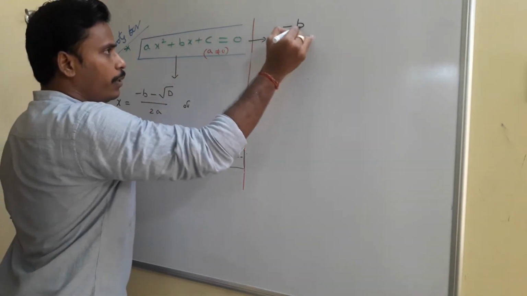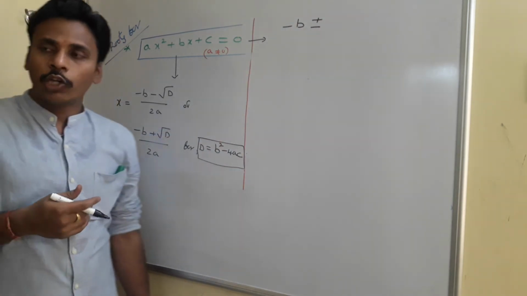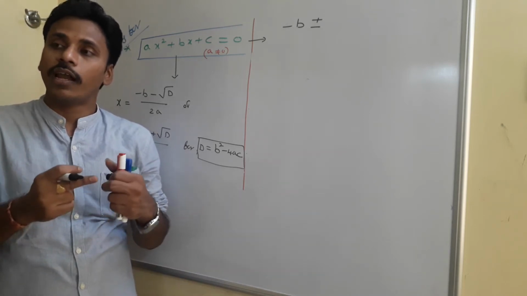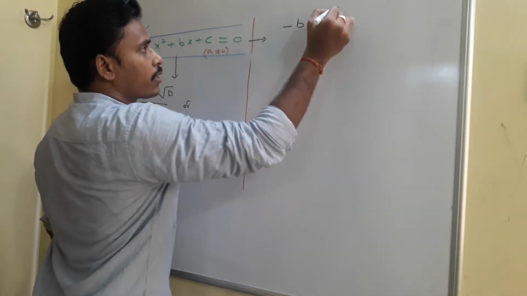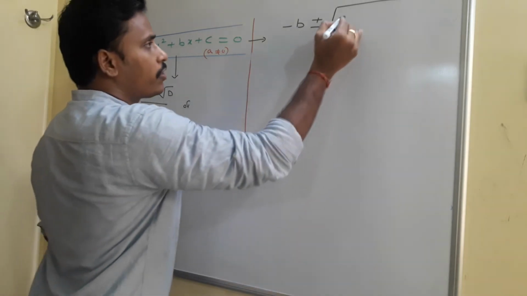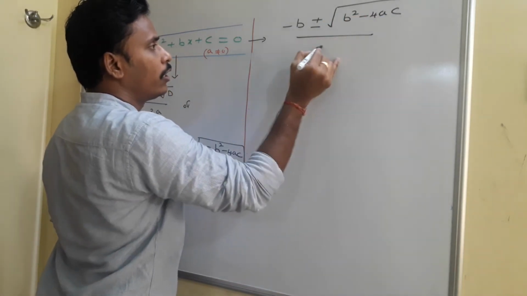So if you combine those two, at the end I will mention the roots of this general quadratic equation as minus b plus or minus. Plus or minus in the sense, either you may take plus or you may take minus, but both you need to take because there are two possibilities here. Minus b plus or minus square root of d, where d is b square minus 4ac, right? So replace d with b square minus 4ac, divided by 2a.